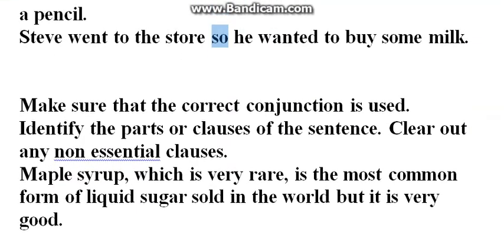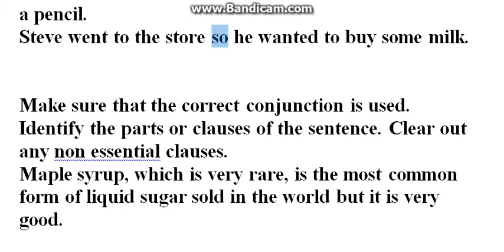Make sure that the correct conjunction is used. So all the things that we just saw right now, these are conjunctions that connect clauses. Identify the parts or the clauses of the sentence and clear out non-essential clauses. So you have to essentially get the most basic parts of the sentence, the two clauses. And you have to get rid of the clauses that don't need to be there, the clauses that are not really necessary.